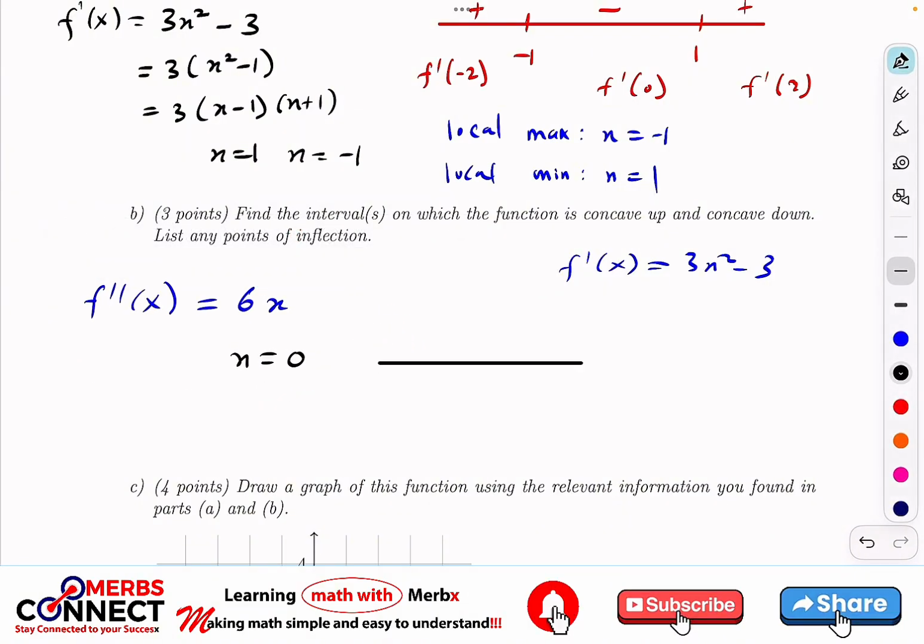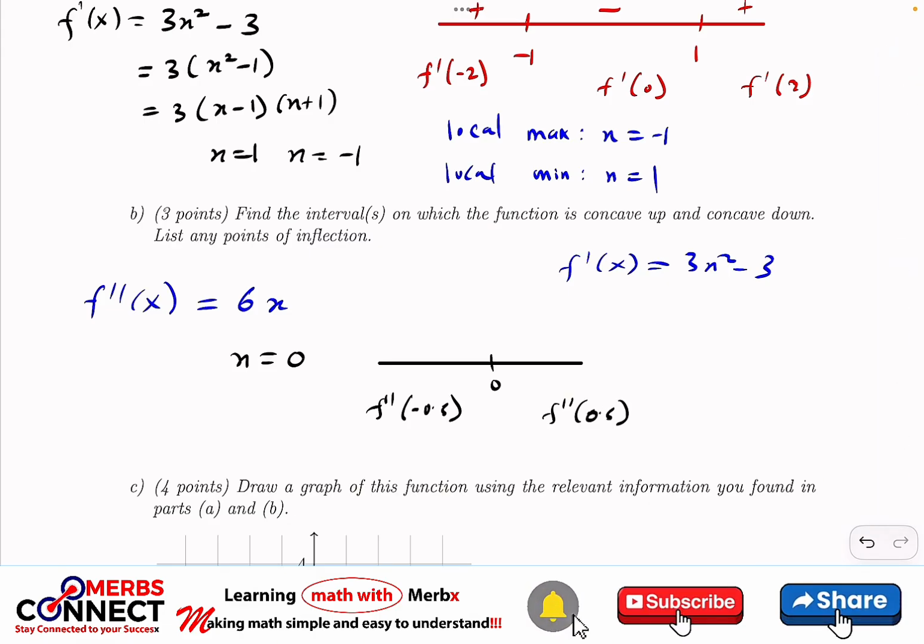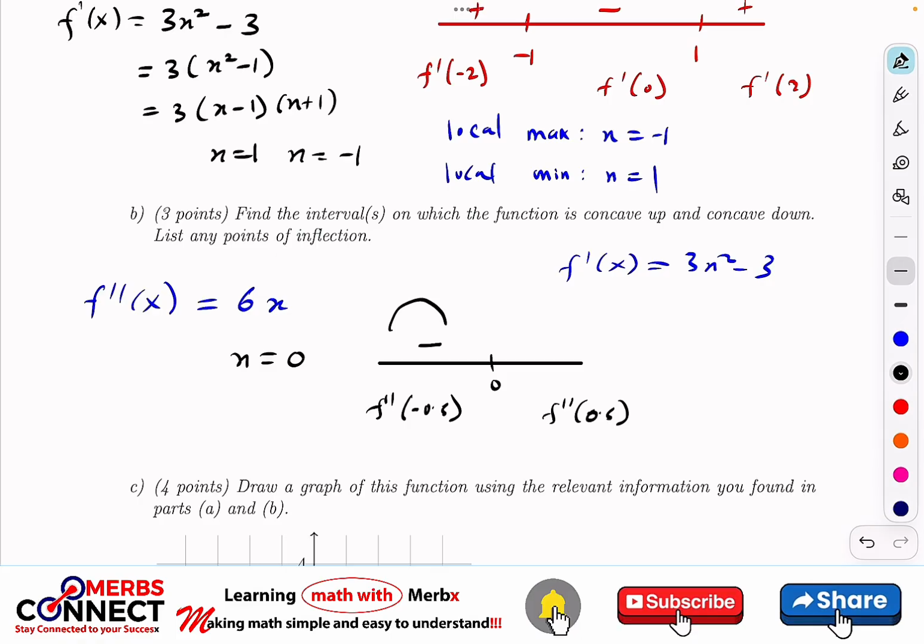So let's put it on the line and see what is happening. I put 0 here. For f prime prime, anything before here, it's not good for me to use a critical point, so I can pick something like 0.5 and then f prime prime of 0.5 here. Negative 0.5 here is going to give us negative. Negative is concave down. 0.5 there is going to give us positive, concave up. So here we can see that we have concave up.